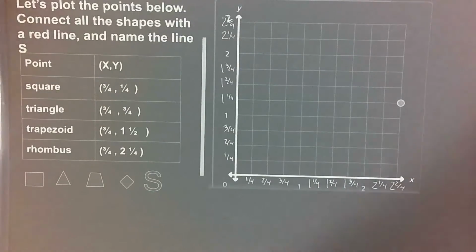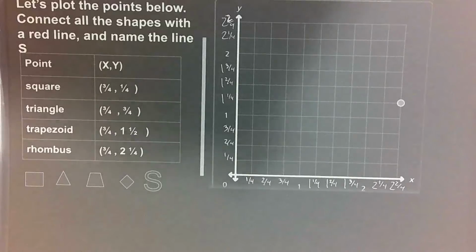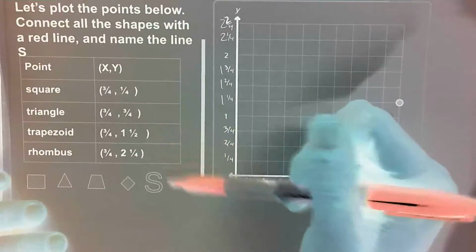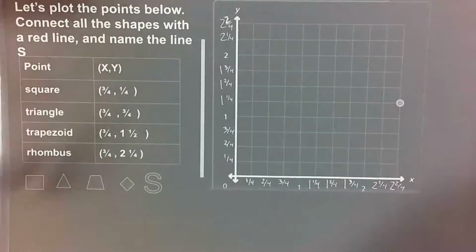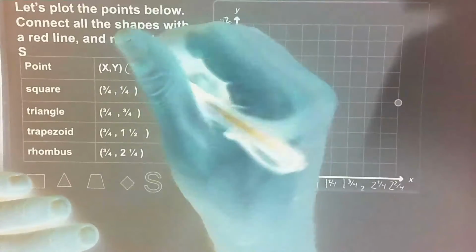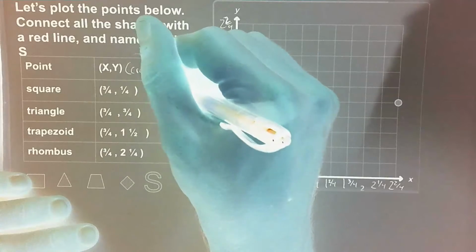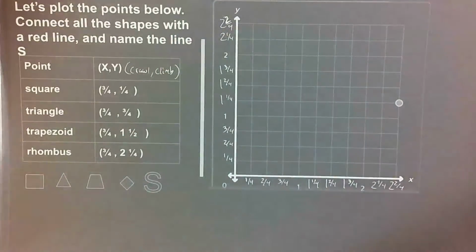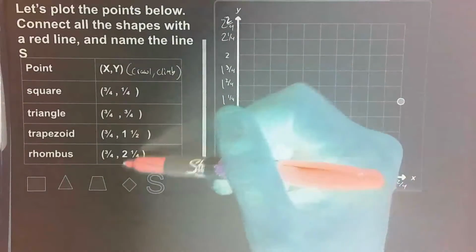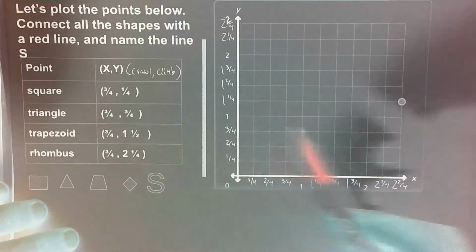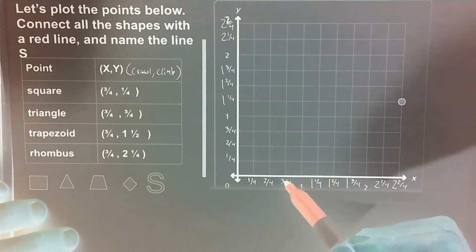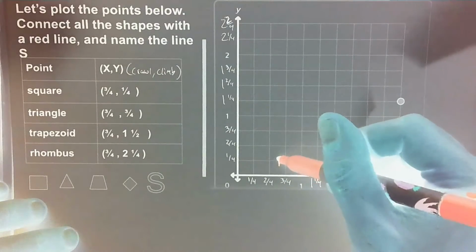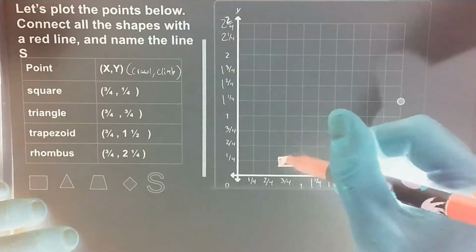Now we'll thank ourselves for the work of labeling our y and x axes when we plot these points with fractions as coordinates. Again, I'm going to give myself the reminder that my x is my crawl and my y is my climb. For the square, I have a crawl of 3/4 and a climb of just 1/4. Square goes right there.